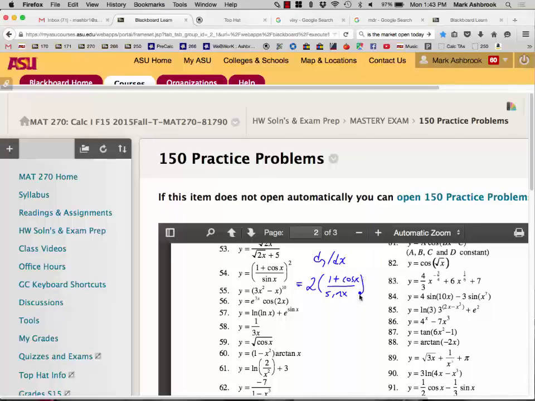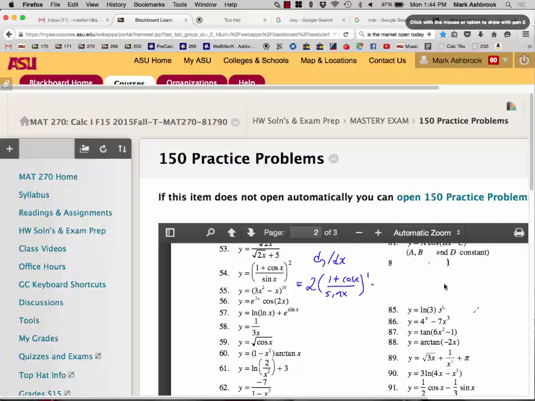To the first, but now it's chain rule, right? Times what? Times the rate of change of the interior. How do we find the rate of change of the interior? That's a quotient, so quotient rule. This is a quotient because you've got a function of x over a function of x.